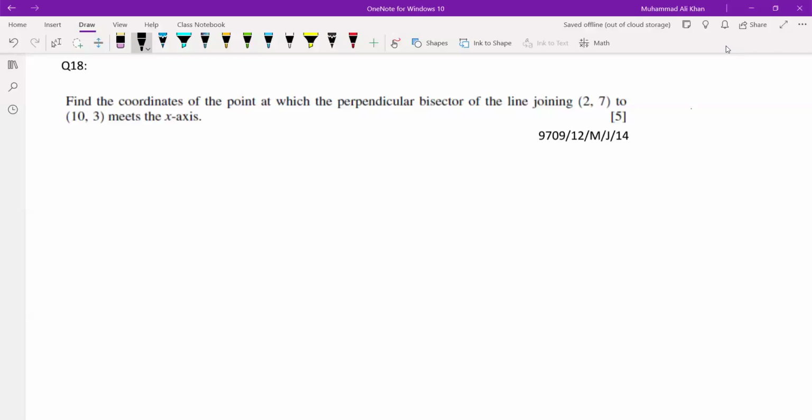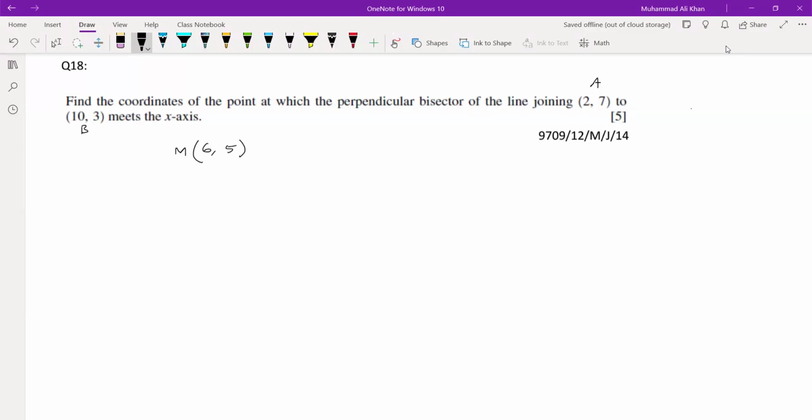Now, question number 18. Find the coordinates of the point at which the perpendicular bisector of the line joining, let's say this is A and this is B, meets the x-axis. A very simple question. For perpendicular bisector equation, first of all, we have to calculate the midpoint of AB. And the midpoint of AB will be 10 plus 2, 12; 12 divided by 2 is 6. And 3 plus 7 is 10; 10 divided by 2 is 5, the midpoint.